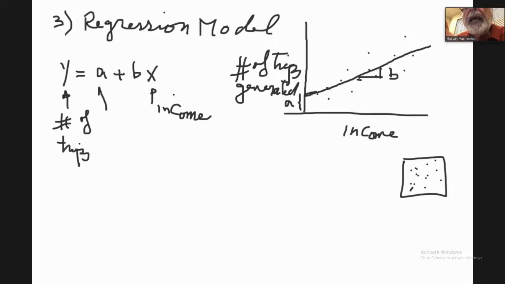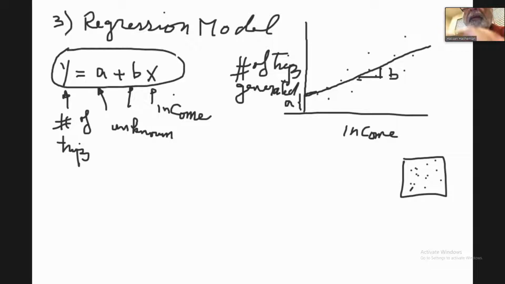Now, A and B are unknown, which I have to estimate. This is what we call regression. To estimate A and B graphically is easy, you can measure it. But mathematically, I have to show you how to do that.